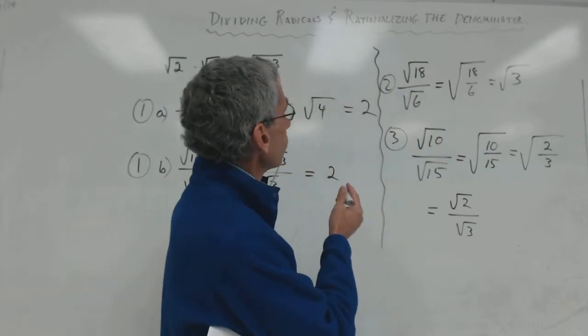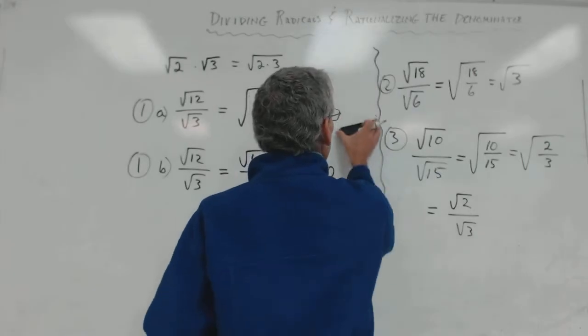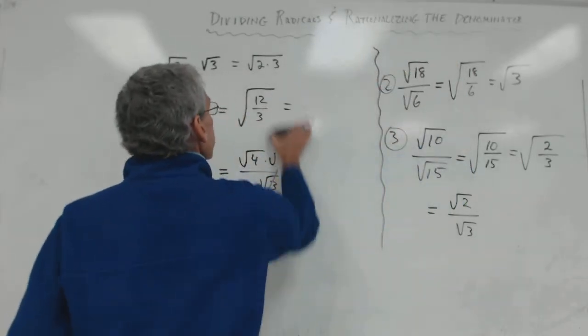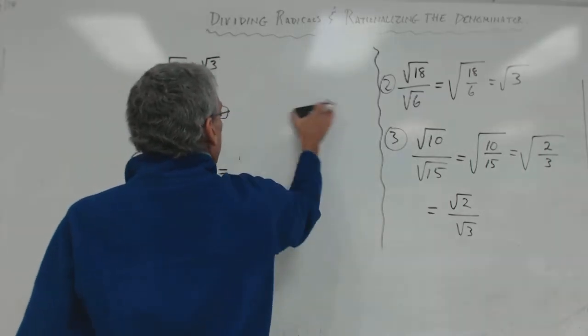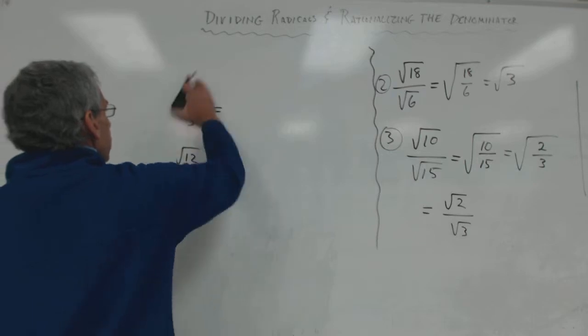Okay? And what we're doing to do that is called rationalizing the denominator. See that? Rationalizing the denominator. I'll explain why we're doing it in a second, but let me show you how you do it.